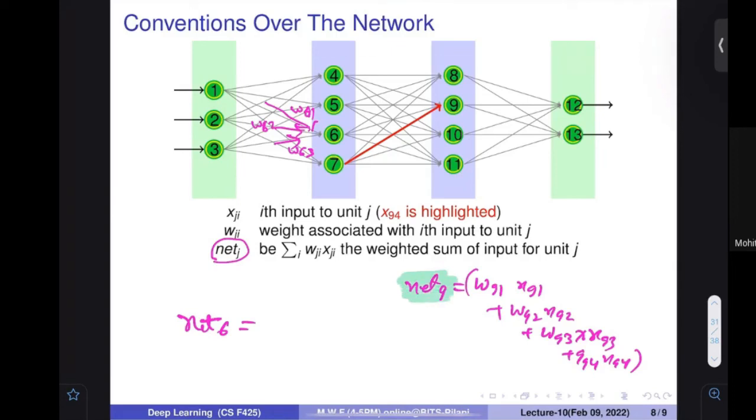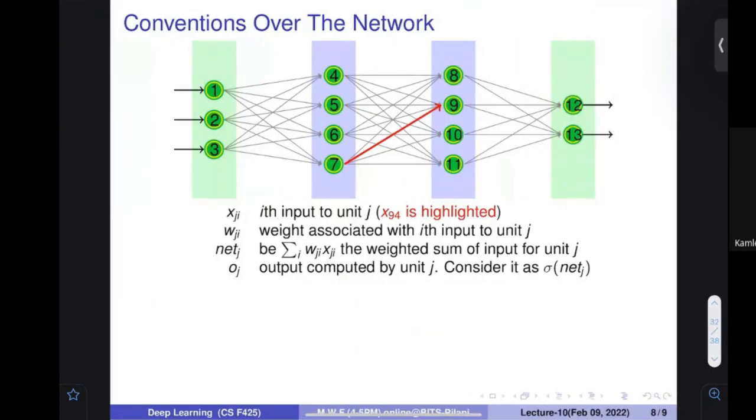Yes, sir. Okay. So if I want to find out the output of 9, can you tell me what it is? Output of 9 is going to be the sigmoid only. Let's assume that sigmoid is placed over here: sigmoid of net 9. Very good. If you want to find out the output of a particular unit, it is the sigmoid of that particular net. Net is actually the multiplication of all these W's. This is how you find this out.